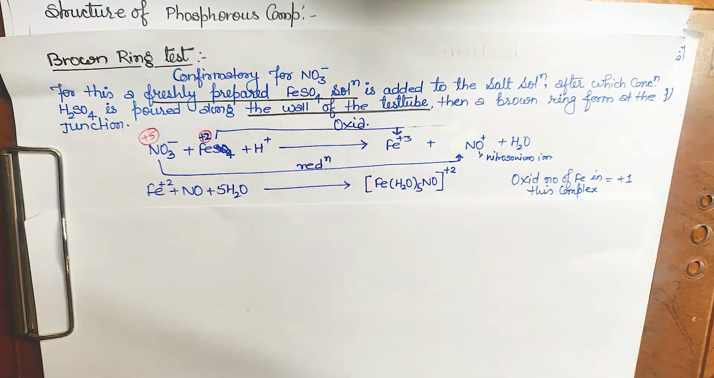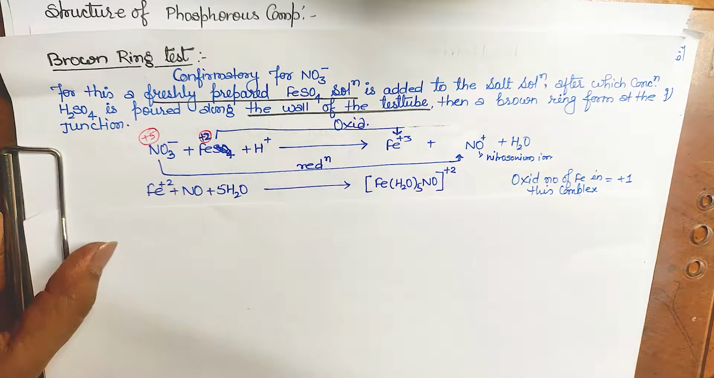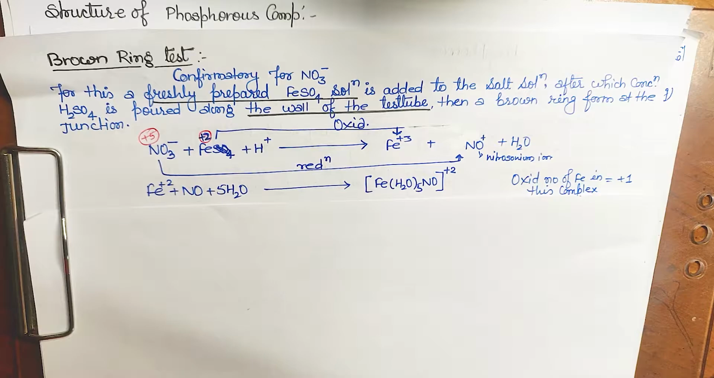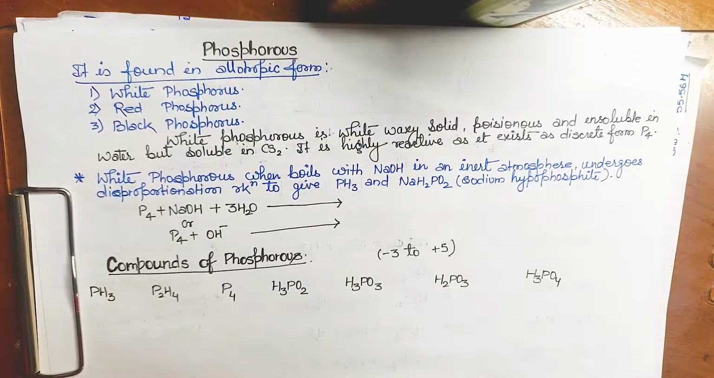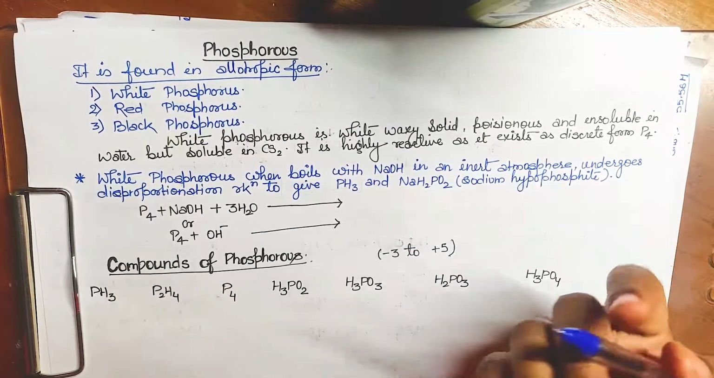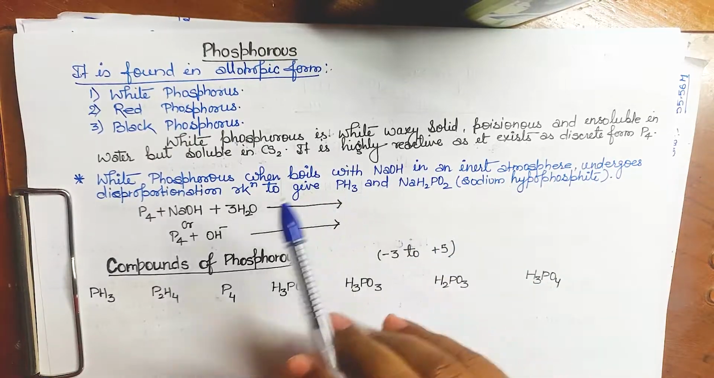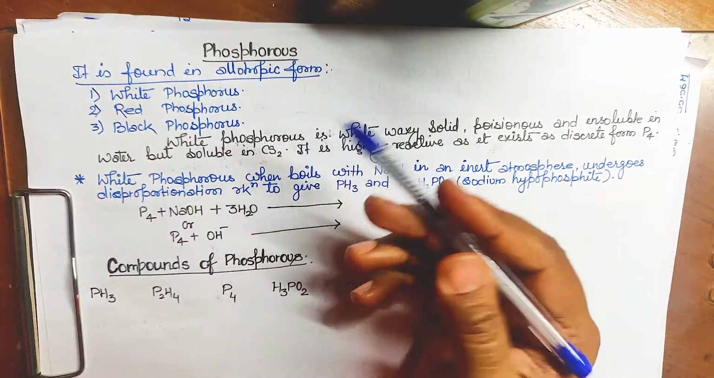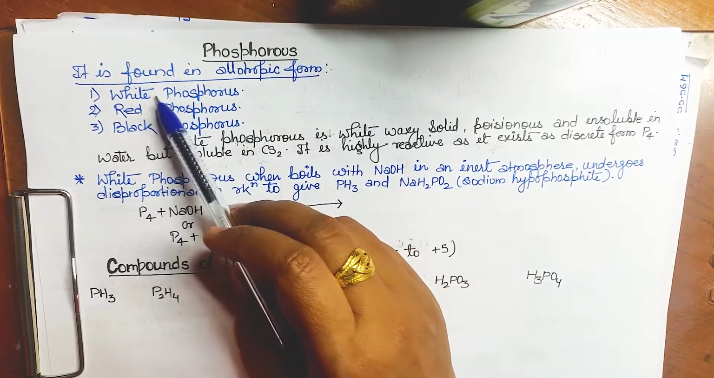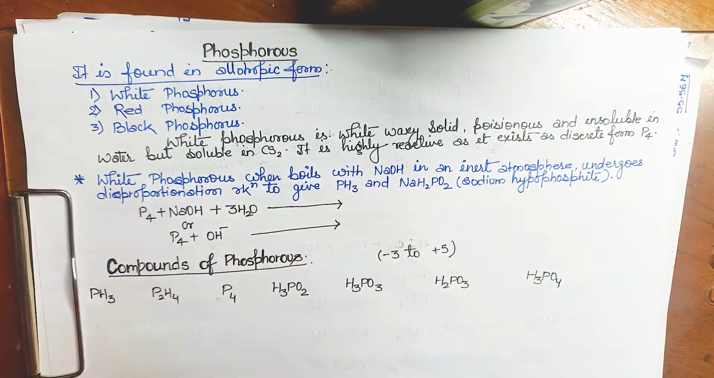Okay. So now this is the brown ring test, and now we have to start the new element of the 15th group, that is phosphorus. So let's start with this phosphorus, some important points about it. Just an introduction: phosphorus is found in allotropic forms. We know the different forms are white phosphorus, red phosphorus, and black phosphorus.